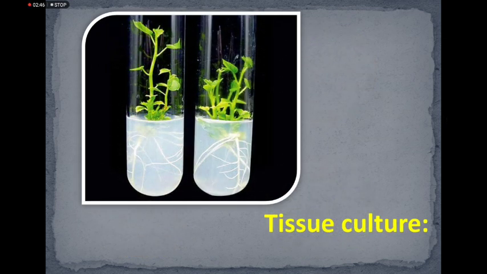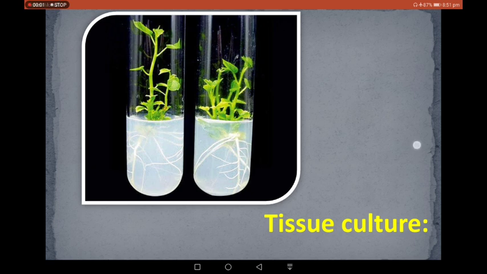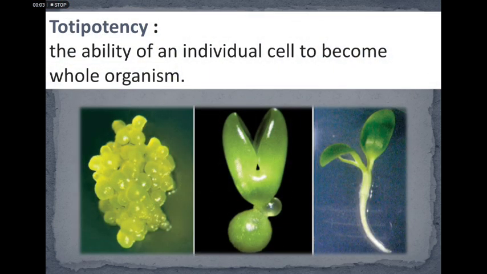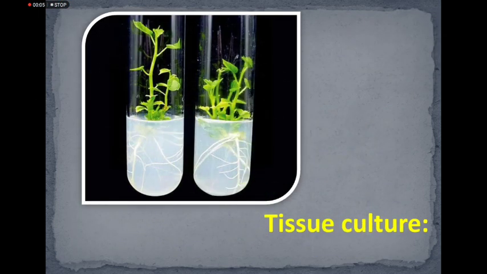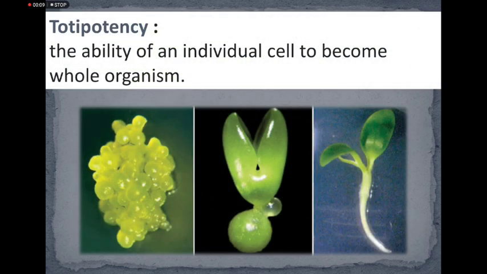Then we move to tissue culture. Tissue culture is another way for enhancement in food production. Here, totipotency is the principle of tissue culture. Totipotency means the ability of an individual cell to become a whole organism.